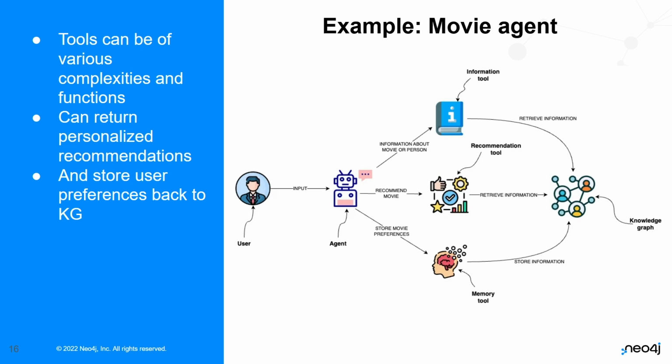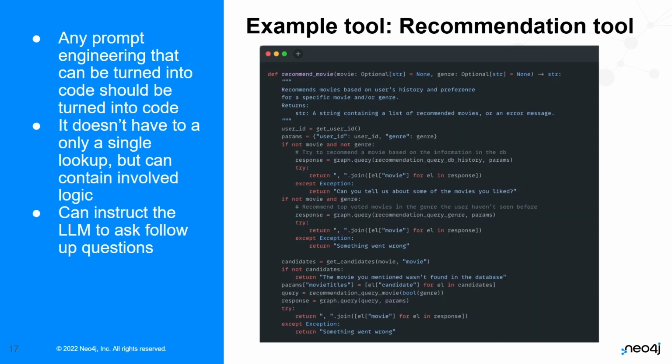Since these two flows are different, they're split into different tools. And here in this example, we also have a tool that can store movie preferences back to the knowledge graph. So if you recommend, okay, you want to watch the new, I don't know, Fast and Furious, and then the user says, I already watched that movie, you can store that information back to the knowledge graph so that you can use it to update recommendations, but also to know that you should never recommend that movie again back to the user.